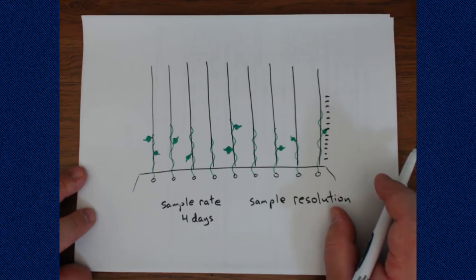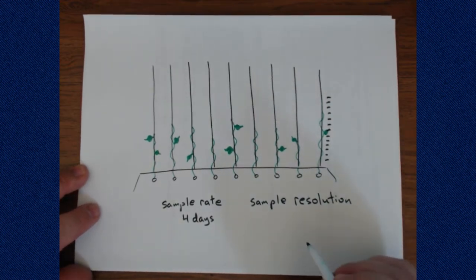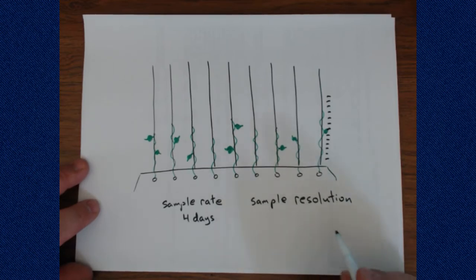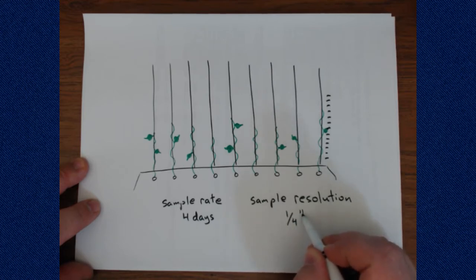variation. Right? So we have to pick something like this, and I'm fairly lazy and use an imperial ruler for this, and so I do things on the order of about 1/4 inch. So my sample resolution is about 1/4 inch.